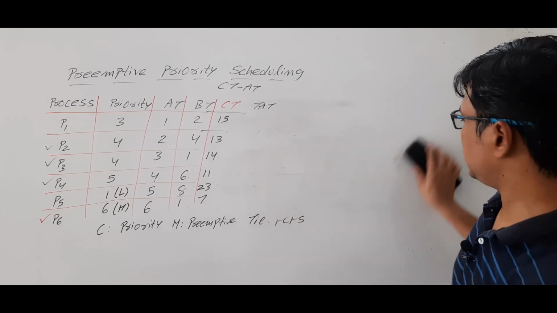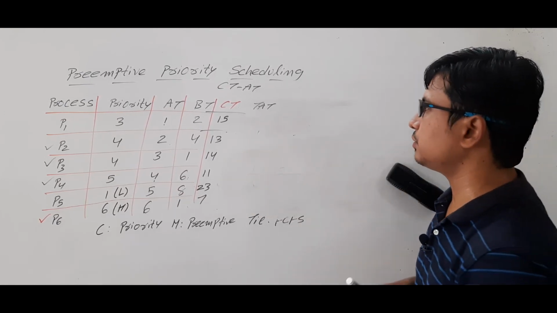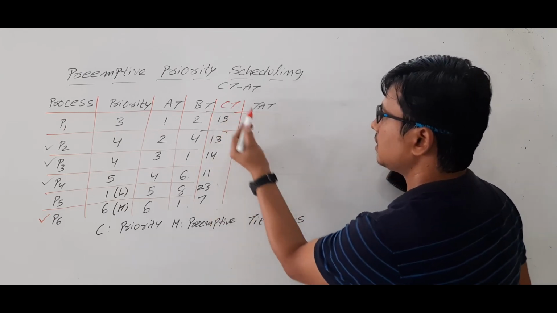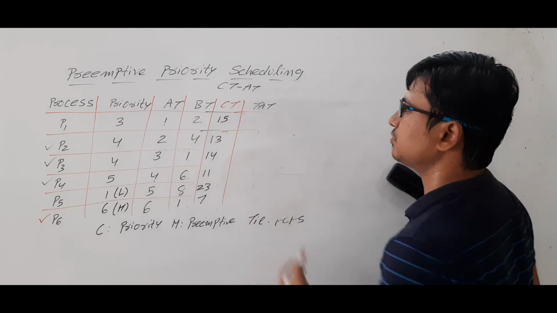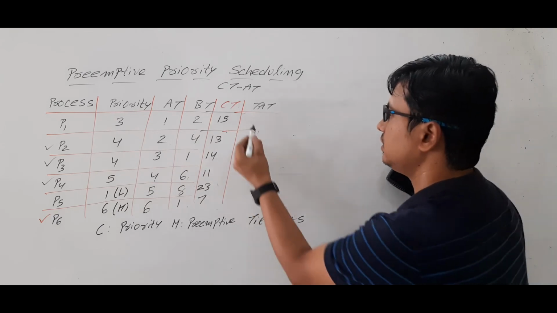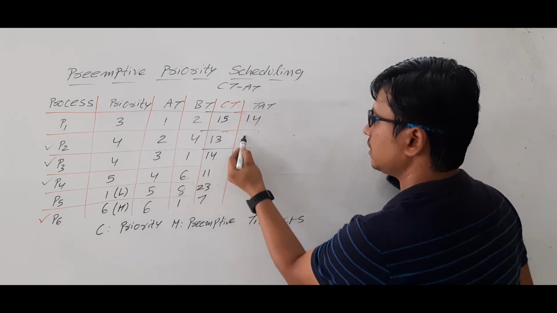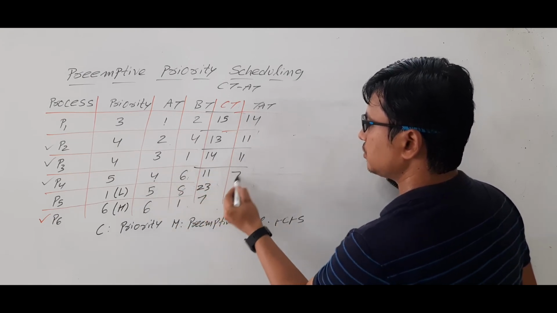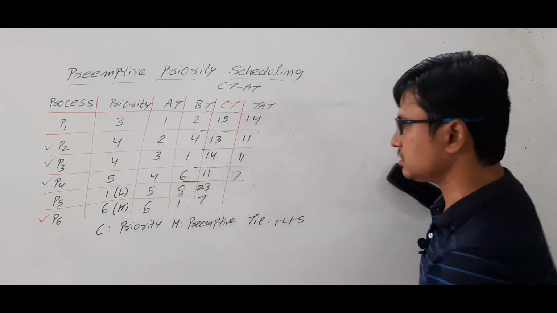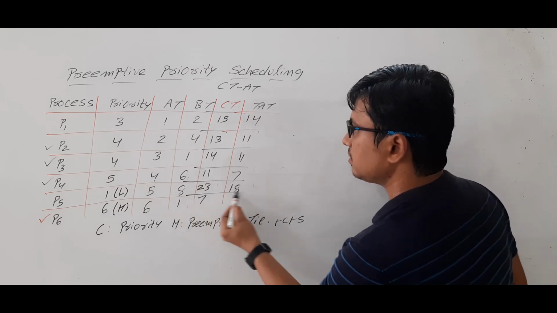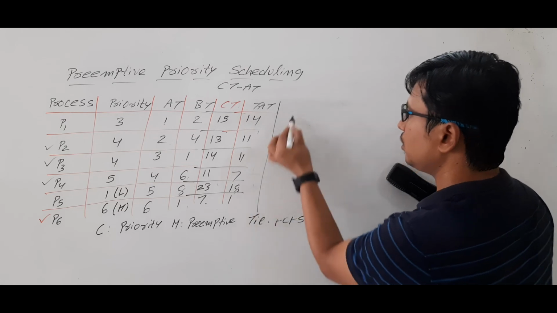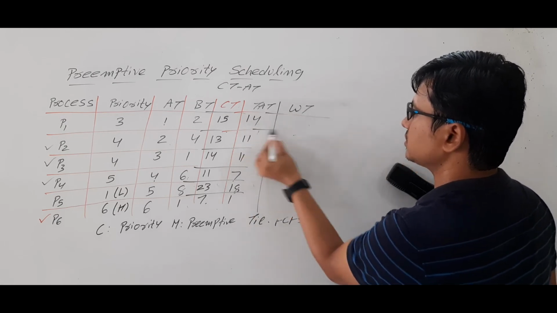Let me erase this one and I will compute the turnaround time. Okay, turnaround time is completion time minus arrival time, which is 15 minus 1 is 14, 13 minus 2 is 11, 14 minus 3 is 11, 11 minus 4 is 7, 23 minus 5 is 18, 7 minus 6 is 1. Now let me compute the waiting time of all the processes.